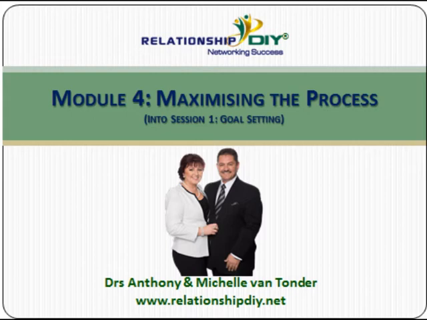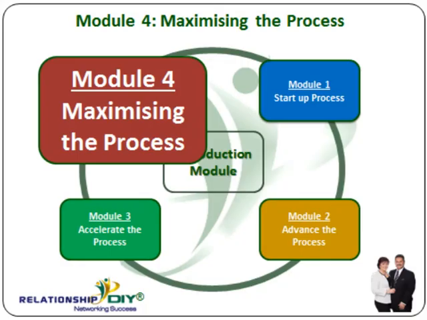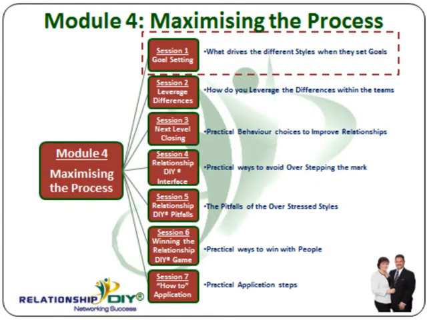And here we are, Relationship DIY Module 4, the last module, maximizing the process. You've been waiting for that last module to come to the front. Here it is. When we look at the framework, you'll see that maximizing the process consists of 7 modules. Yes, this last module has 7 short modules.